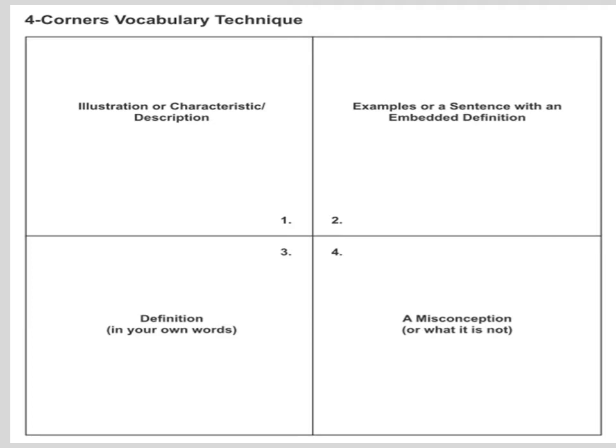Alright, so as we take a little chance to use a technique of how to teach a vocabulary word to students in your classes, you may be familiar with the 4 corners model, or sometimes called the Frayer model. In the first box, you want to include an illustration or a description of the word and also the word itself. In the second box, you want to have an example or a sentence with an embedded definition. In the third box, we include a definition, put it in our own words, in the student's words. In the fourth box, we include a misconception or what the word is not. Sometimes an antonym would suffice.